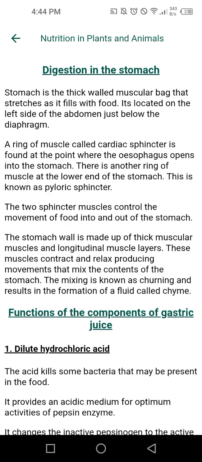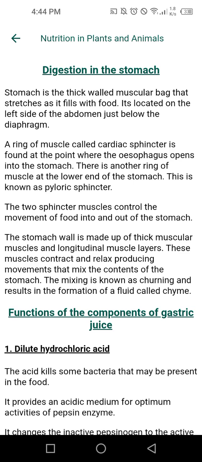The stomach wall is made up of thick circular muscle and longitudinal muscle layers. These muscles contract and relax, producing movements that mix the contents of the stomach. The mixing is known as churning and results in the formation of a fluid called chyme.